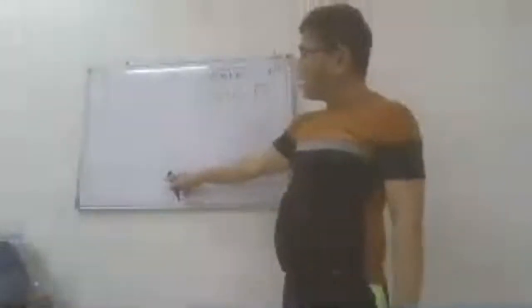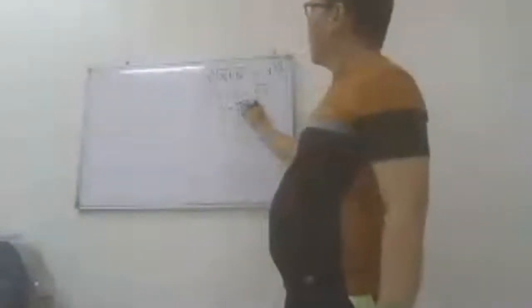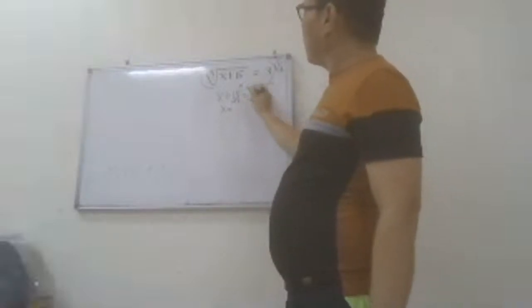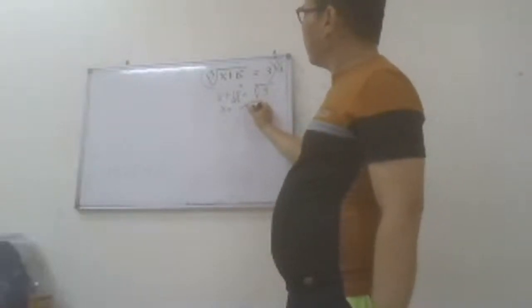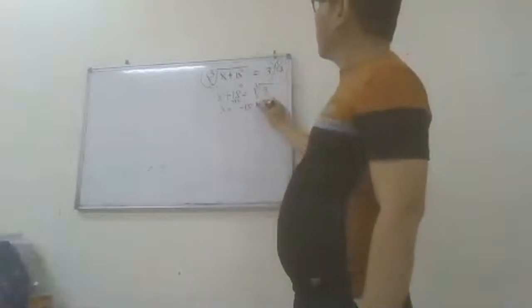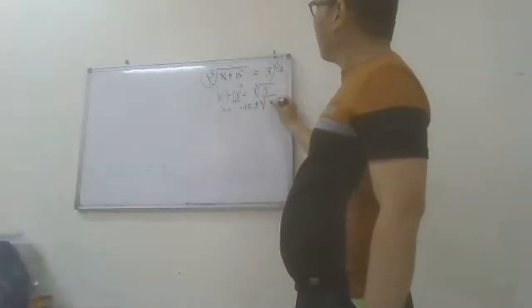Now, how can you solve for the value of x? Because it's an equation, we need to solve for the value of x. So x is equal to, we subtract 15 from both sides, so it becomes 0 on the left. And obviously here also, we have negative 15. So negative 15, then plus and minus the cube root of 3. That's the answer.